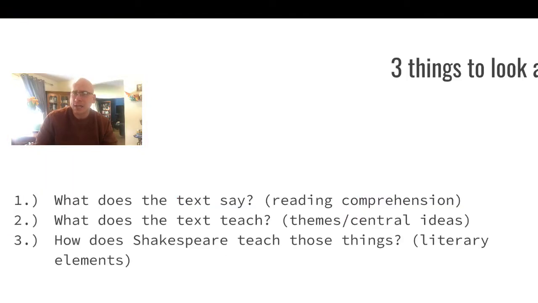We're going to look at what the text says, first of all, and learn what the story is, and just basic comprehension stuff. We've been doing this all year. We're going to look at what the text teaches. We're going to find those themes and central ideas, just like we've been doing with each story as we've gone along. And we're going to look at how Shakespeare teaches us those things, those literary elements and techniques that are in your notes sections of your binders. So we'll be reviewing a few of those and seeing how he incorporates those into his story.